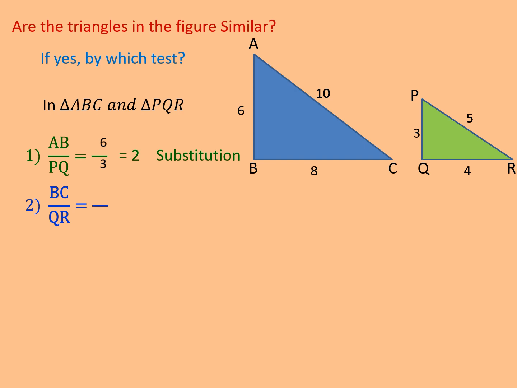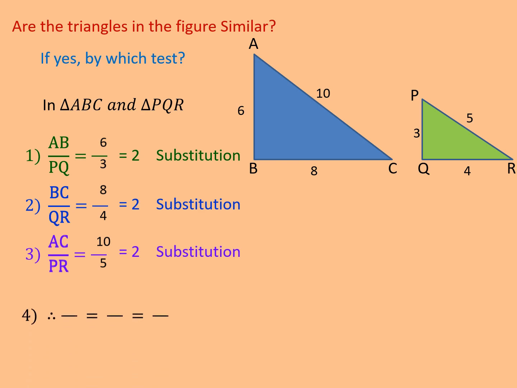Similarly, we go for the corresponding sides ratio BC upon QR. Again we have values, so we find the value of BC upon QR. We have substituted and we got the value as 2. Similarly, AC upon PR, the values were substituted and we got the value as 2. You will find that all three ratios have the same value. That means AB upon PQ, BC upon QR and AC upon PR have the same value.